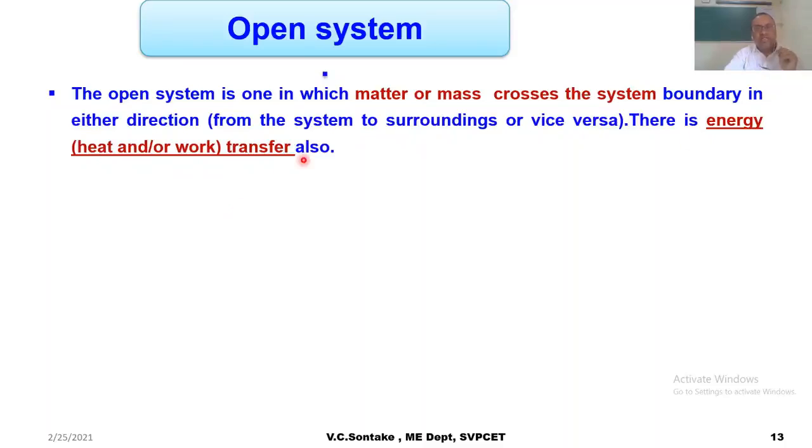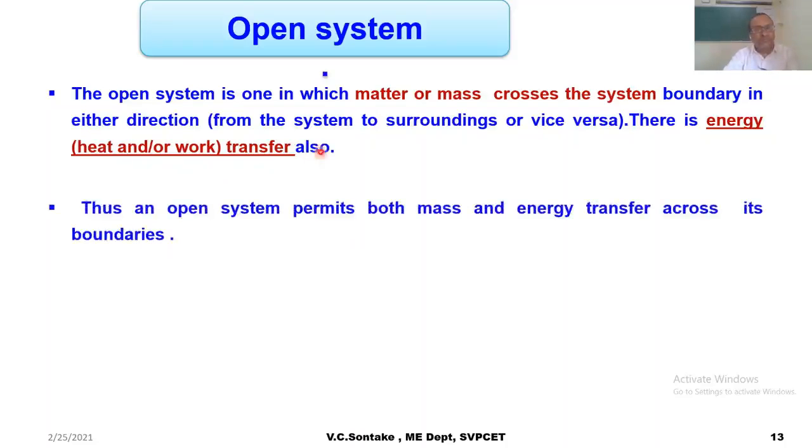There is energy transfer as well. Energy has two forms, heat and work. So energy can also enter or leave the system boundary in the form of heat or work. So an open system permits both mass as well as energy transfer.